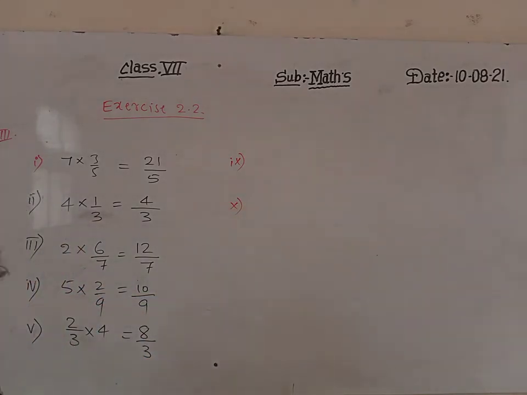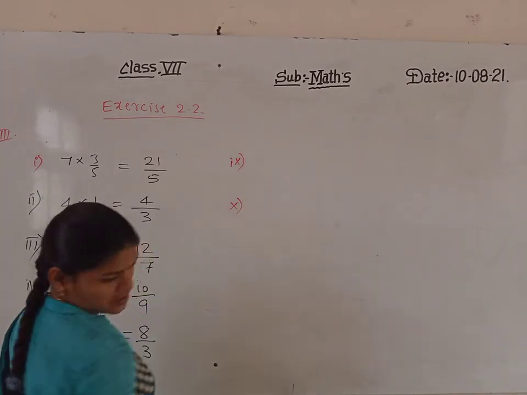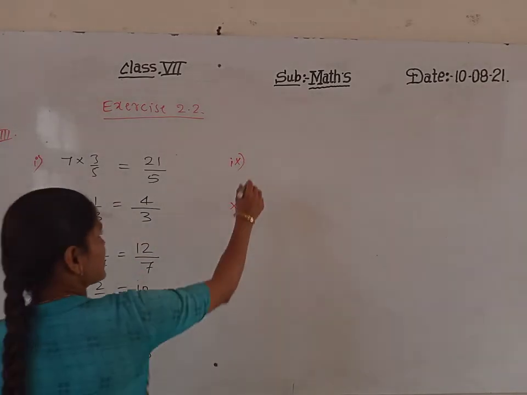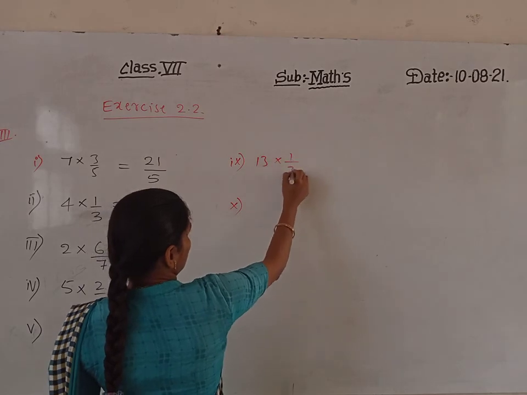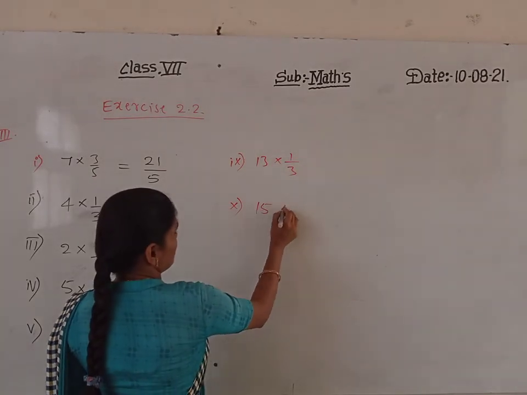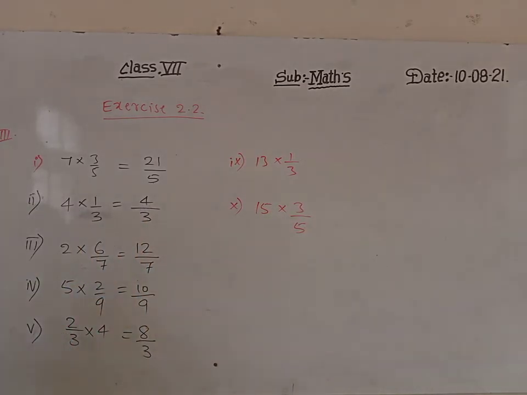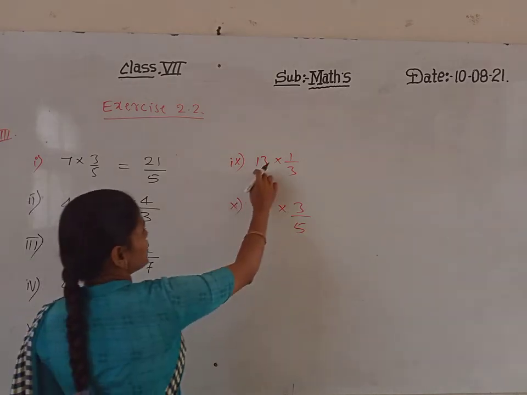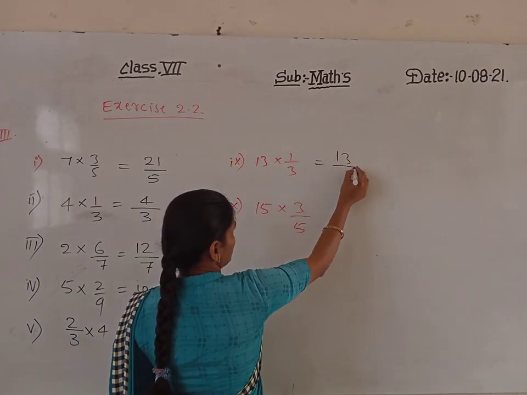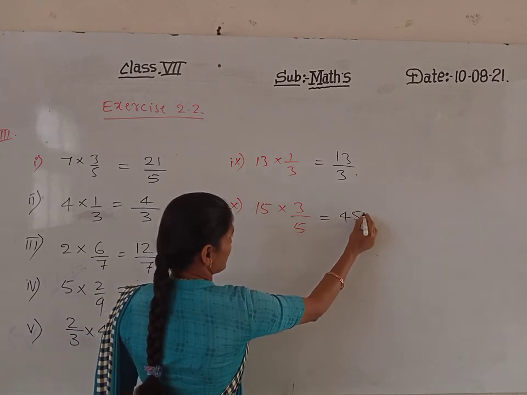Ninth one. Is it a big number? No. Ninth one, what is it? 13 into 1 by 3. Next, 10th one, 15 into 3 by 5. Okay, see here. 13 into 1, 13 by 3. Next here, 15 into 3, 45 by 5.